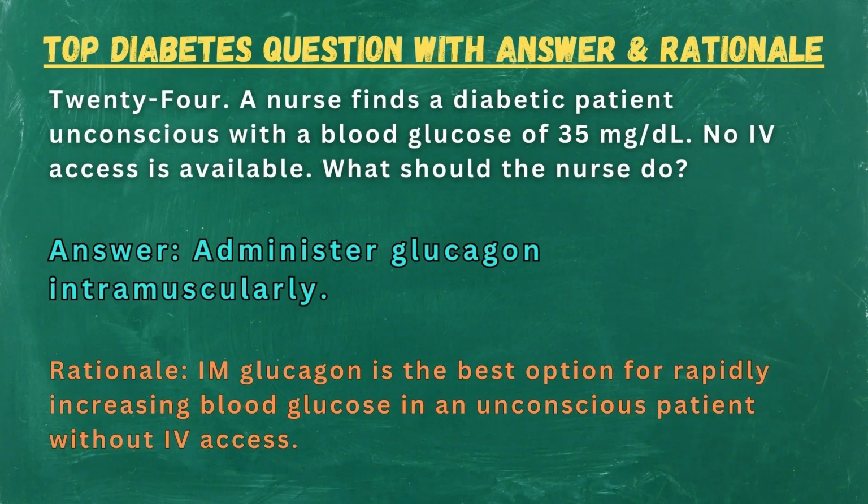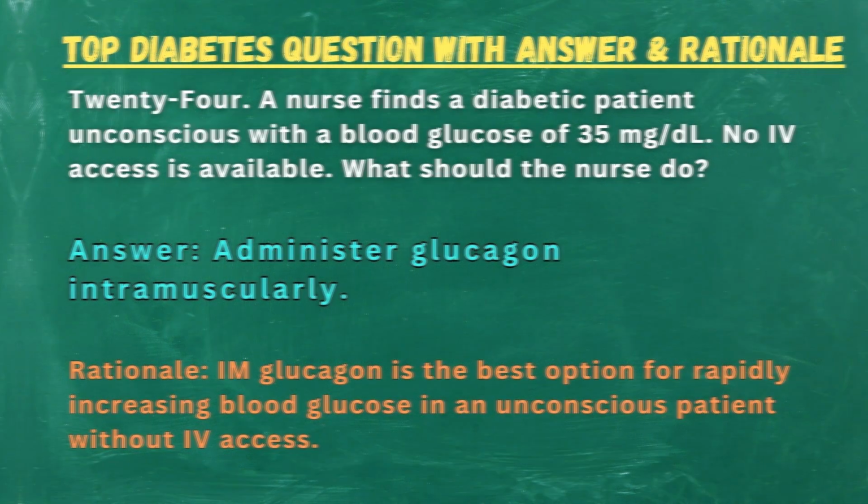24. A nurse finds a diabetic patient unconscious with a blood glucose of 35 milligrams per deciliter. No IV access is available. What should the nurse do? Answer. Administer glucagon intramuscularly. Rationale. IM glucagon is the best option for rapidly increasing blood glucose in an unconscious patient without IV access.